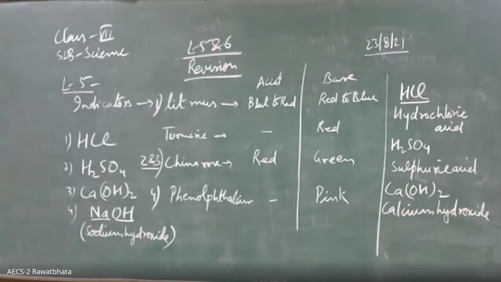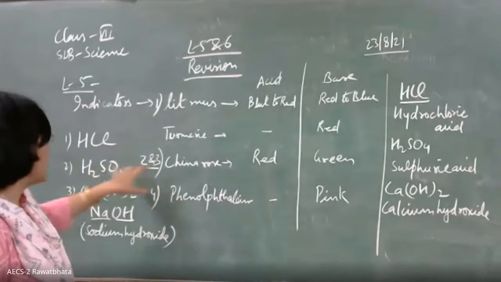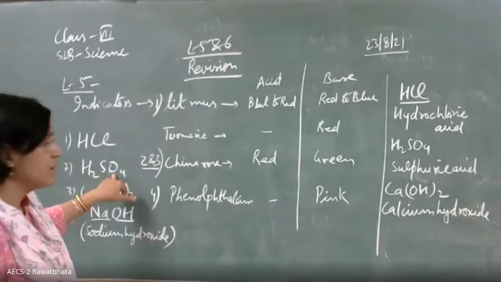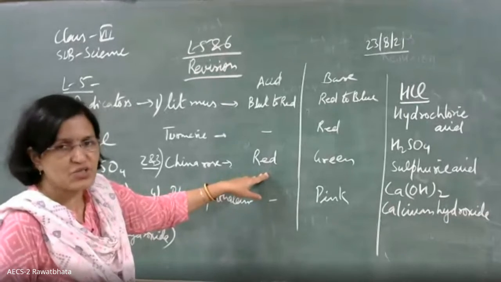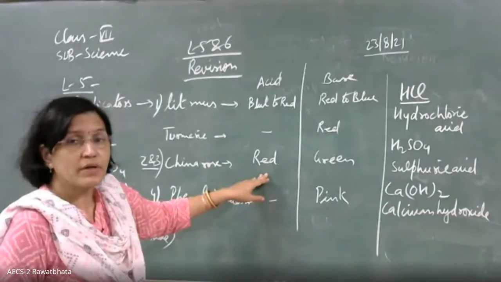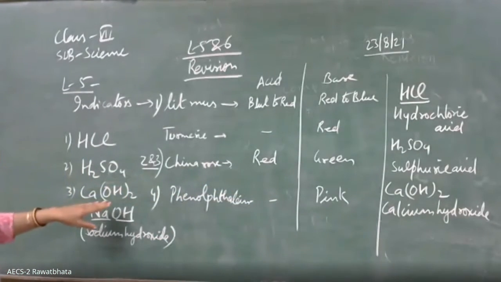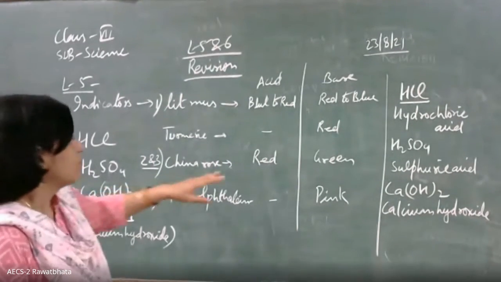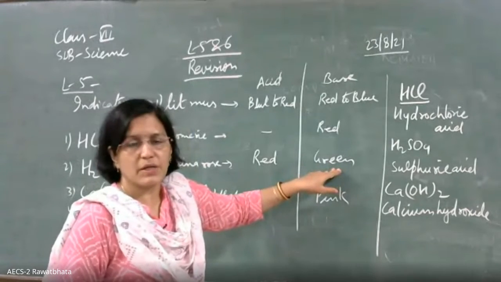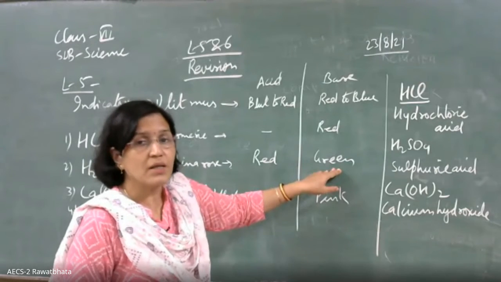Now, here in this case, H2SO4 is an acid, sulfuric acid. That means it is going to turn China rose to a deeper red shade. China rose already is pinkish, so it turns red. Now if we are talking about calcium hydroxide, calcium hydroxide is a base, and a base is going to make this particular indicator convert to green. China rose liquid turns green in this one.